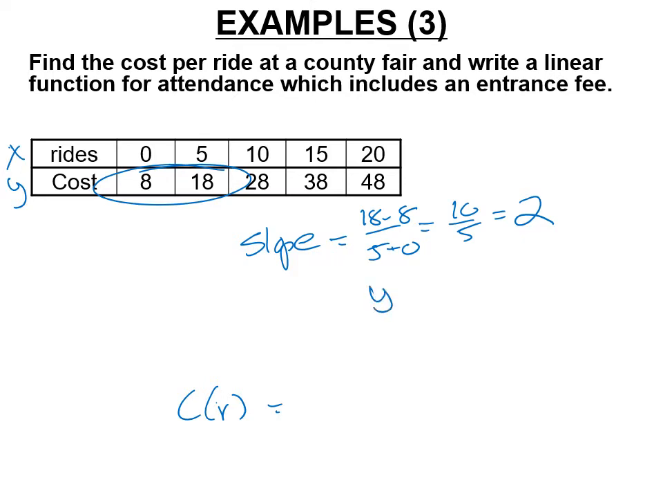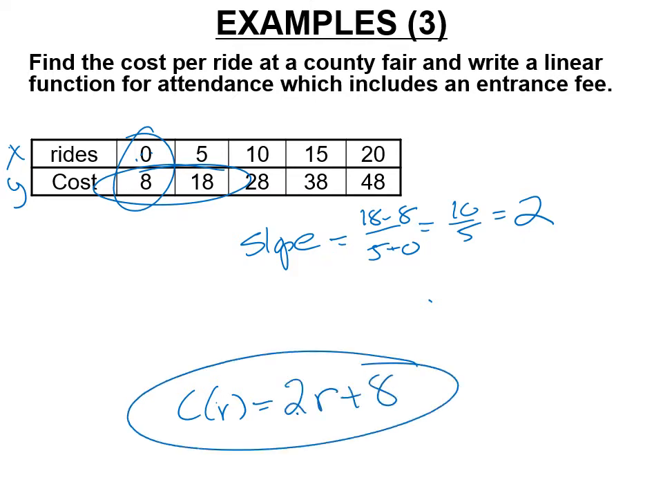So you put it in the y equals mx plus b, right? That's the slope. Then you pick any of these points. Oh, once again, you already have the y-intercept right there. It was $8 to get in, so you don't even need to do that step. So C of R equals 2R plus 8, right? It's $2 for each ride, $8 to get in.